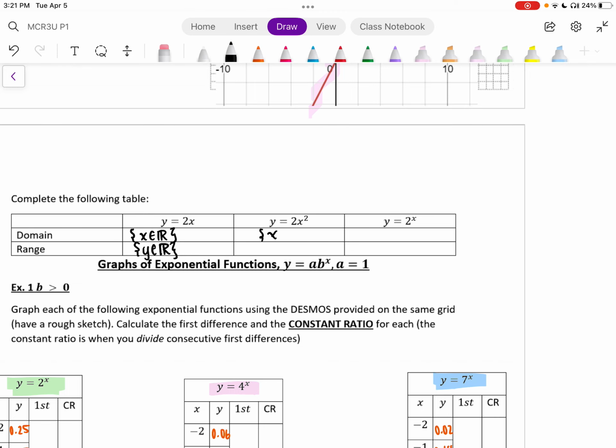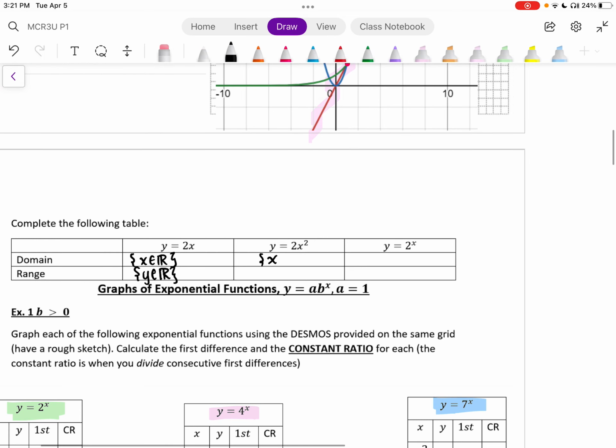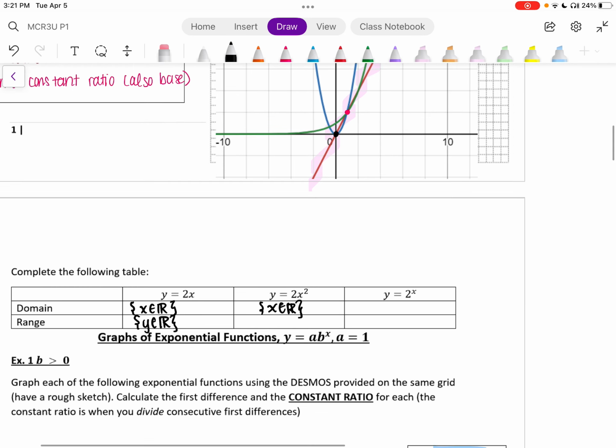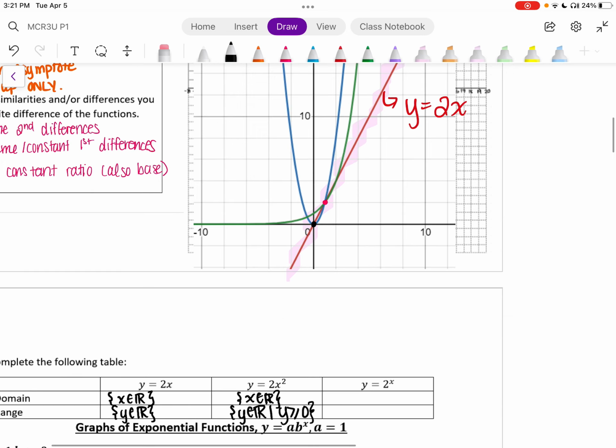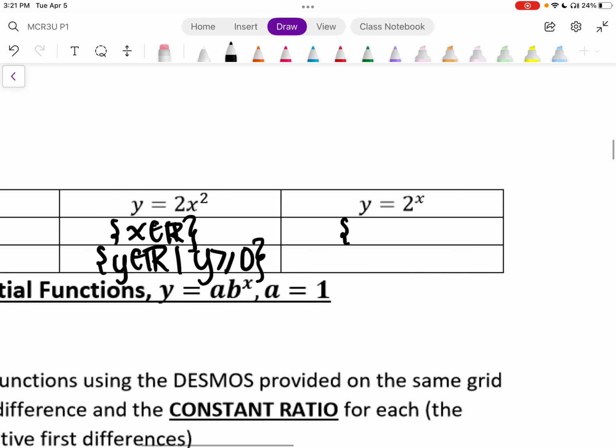For this one, again, if you look at this function, there's no restrictions on what the x can be. But there is a restriction on what your y can be. Because this has a minimum here at (0, 0), it has to open upwards, which means that your y can never be less than 0. So y is an element of all real numbers such that our y always has to be greater than or equal to 0. On the flip side here, you'll notice that there's no restriction on what the x can be. So here, the x is an element of all real numbers, right?